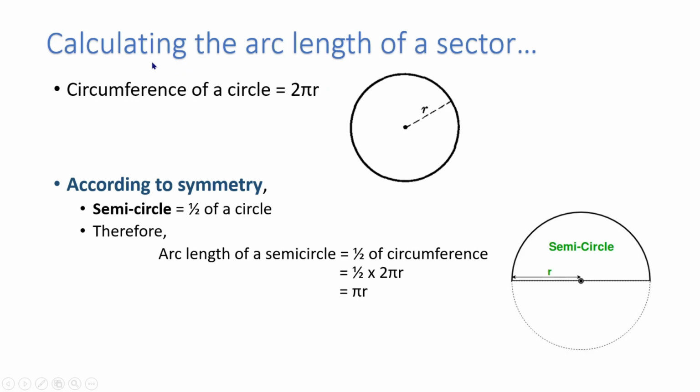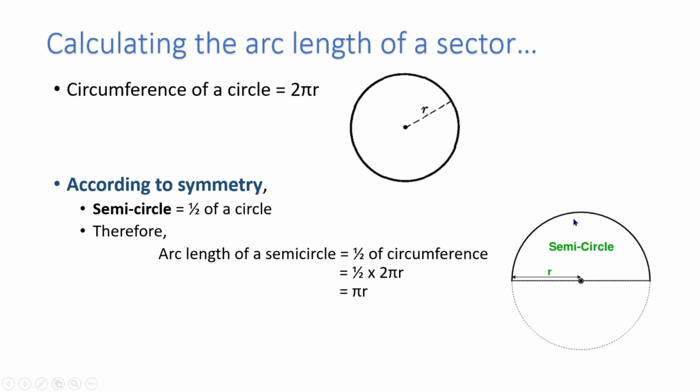Now here we are going to see how to calculate the arc length of a sector. Let's just consider symmetry. Here you have a semicircle. Semicircle is half of a circle. According to the symmetry, the circumference of a semicircle should be half of that of a circle, right? The circumference of a circle is given by 2 pi r.